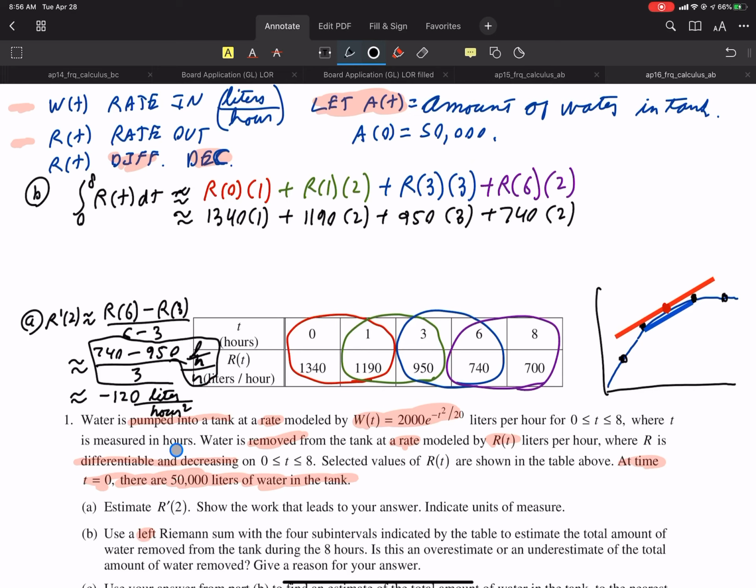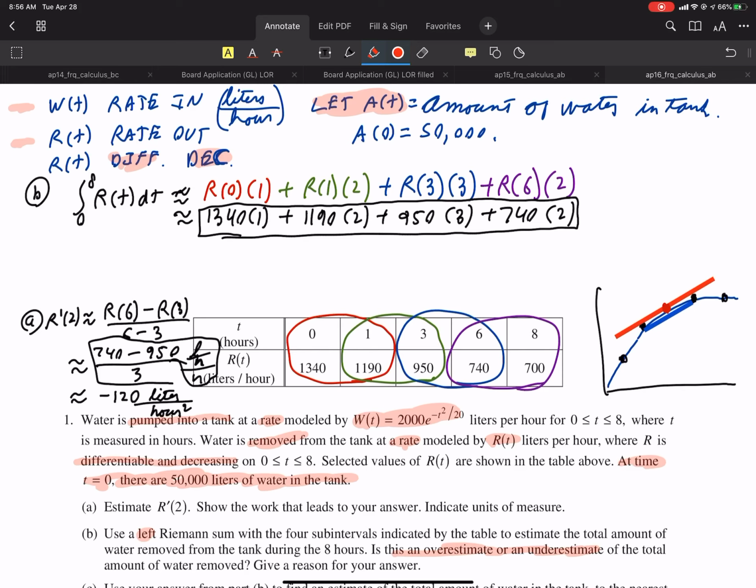Let me reread the question. Left, 4 subintervals, estimate the total amount of water removed in the tank. So I did that. That is the answer. We'll box it so you can see the answer. But it asks us for more information. Is this an over or underestimate?